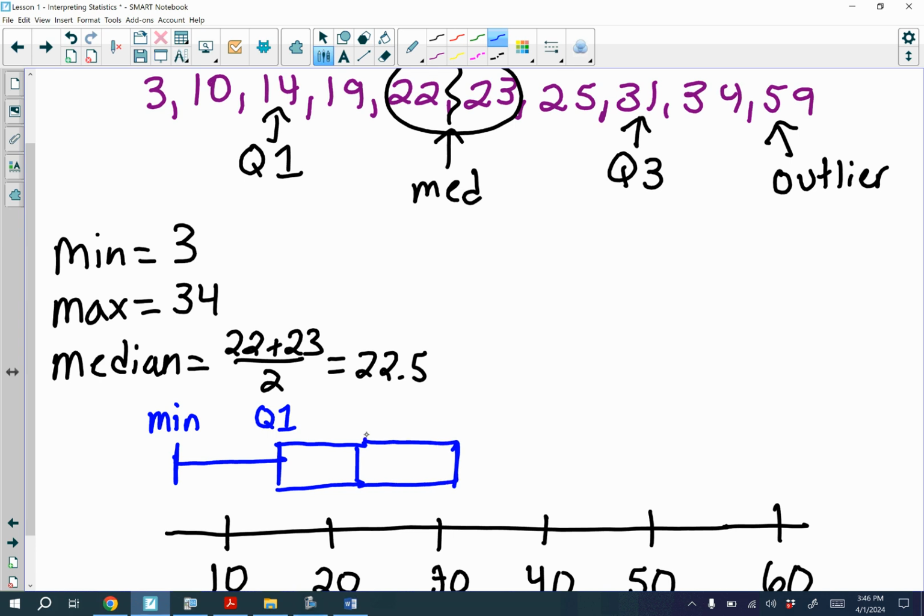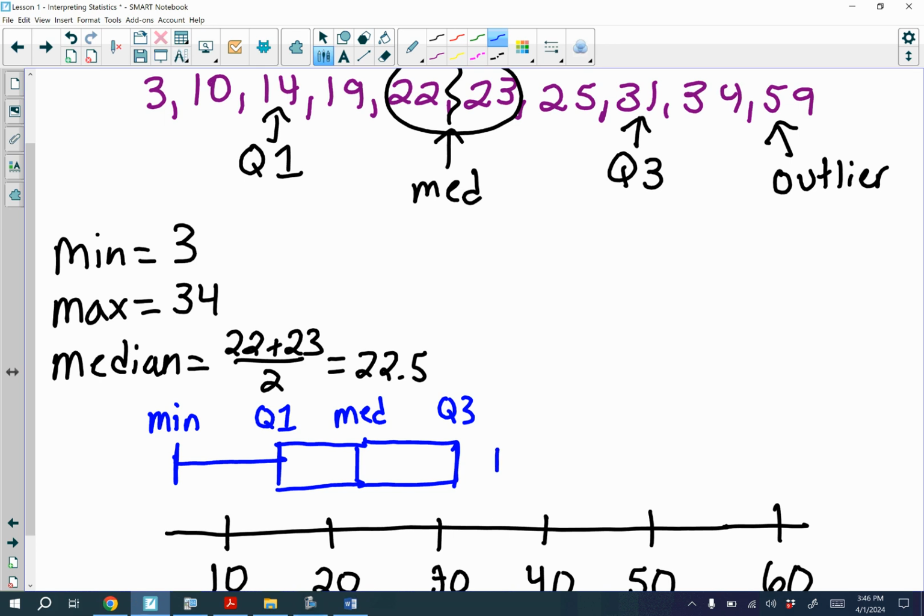So create that. So median is in the middle. This next part is our Q3. Notice how I'm labeling. You've got to do that. You've got to label, you've got to use a number line. Otherwise, you will lose points. Okay, so be careful. Then our max is 34.